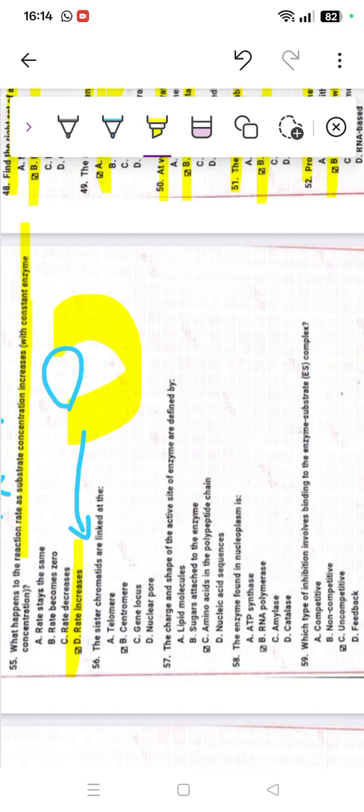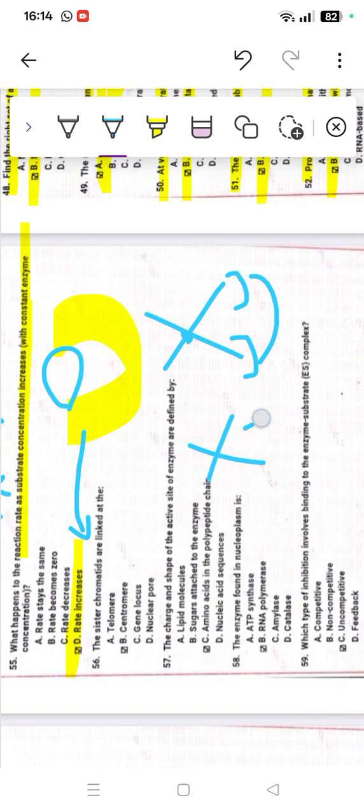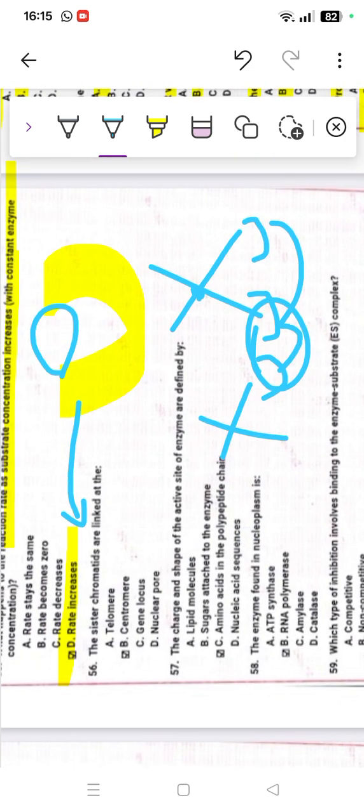Sister chromatids are linked together. If we see, this is a chromosome. This is one chromatid, this is one chromatid. Both together are called sister chromatids. And if one of these and another are connected, then these are called non-sister chromatids. So the right option here is that they are connected by the centromere.